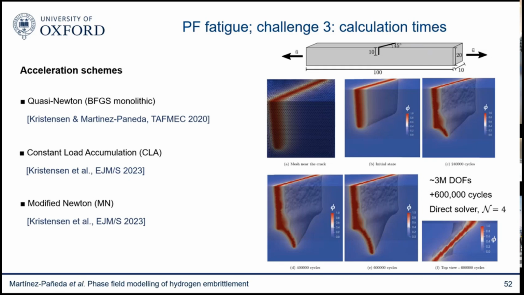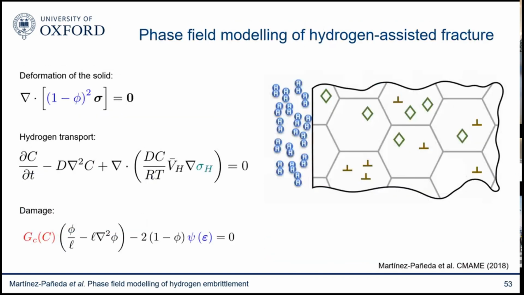And basically you see that we're using a direct solver, and we're only jumping every 4 cycles, which is quite conservative, taking into account that it fails after 600,000 cycles. So again, these things are computationally heavy, but we have developed schemes that can handle these things. And we are at a point where we can do full 3D calculations over millions of cycles. So I think there's very few engineering problems that are out of our grasp.